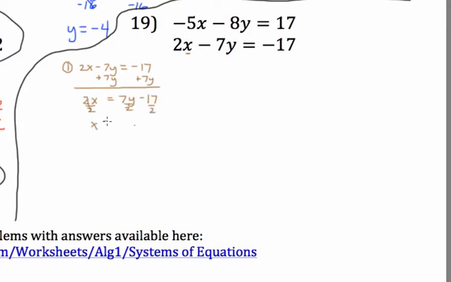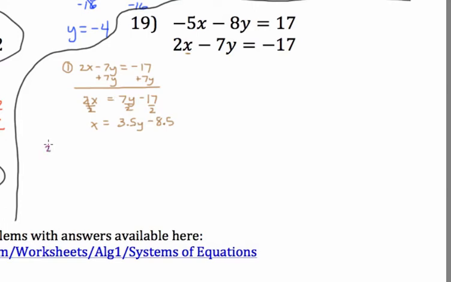See why this is a little ishy. I'm going to have fractions or decimals. Let's do decimals here. So 7/2, that's 3.5. And 17/2, that's 8.5. So my numbers aren't as nice, but they'll still work.